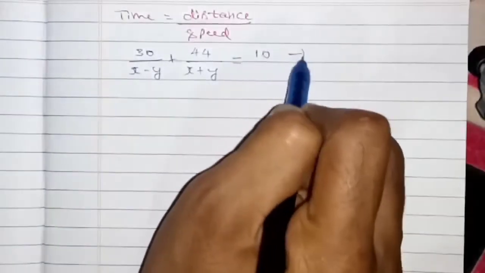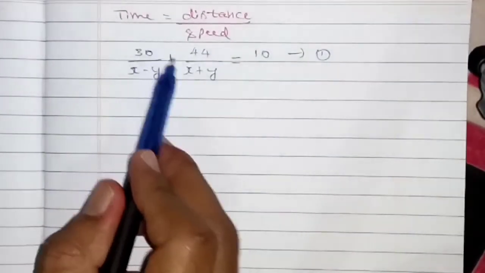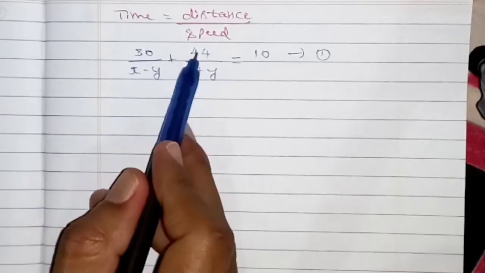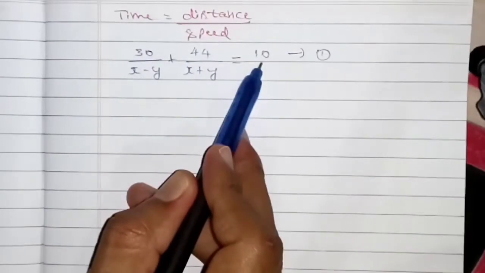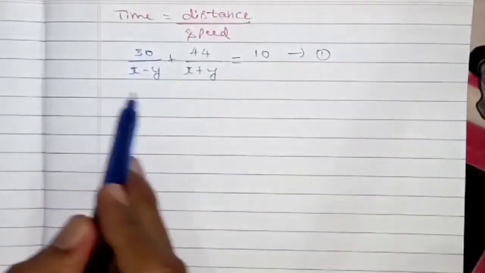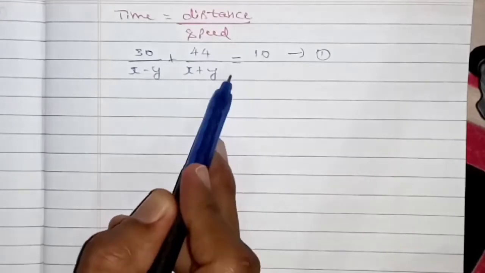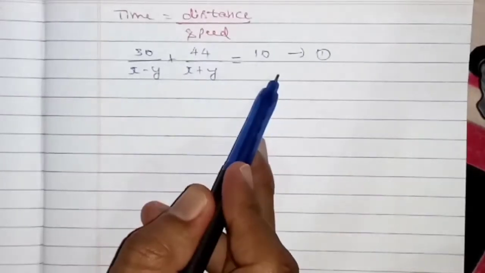So this is the first condition, children, right? Again I'll say, distance by speed is equal to time. Here I'm taking this for the upstream and this for the downstream, and this is the first condition.